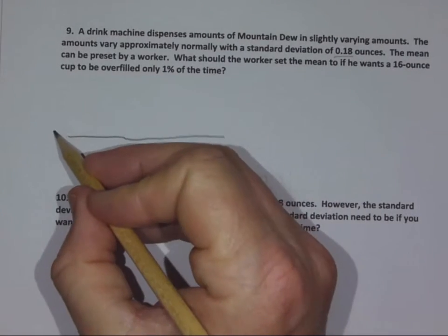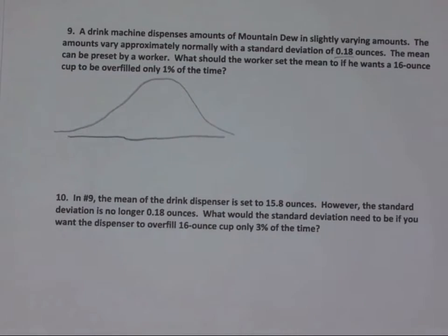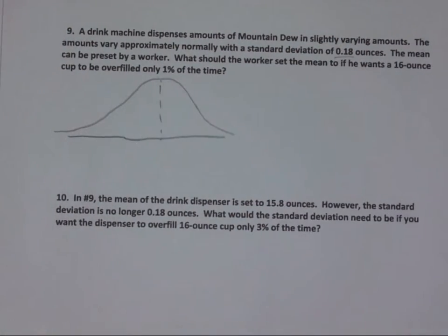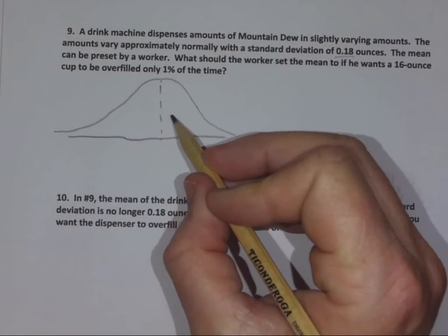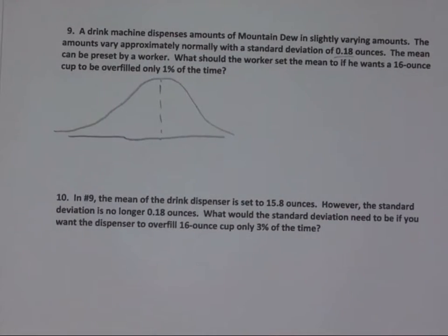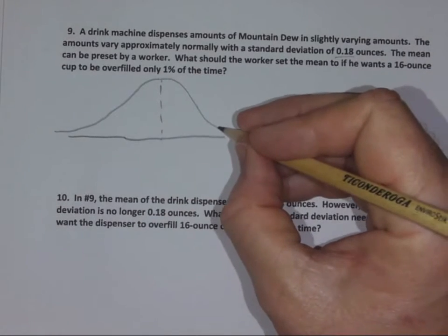We've got this machine, and this curve represents the amount of Mountain Dew that is being dispensed. And we don't know what the mean is. That's what we've got to figure out. But every point on here represents the amount of Mountain Dew that is being spit out by this machine. But we do know this. At a certain point, it's going to overfill.